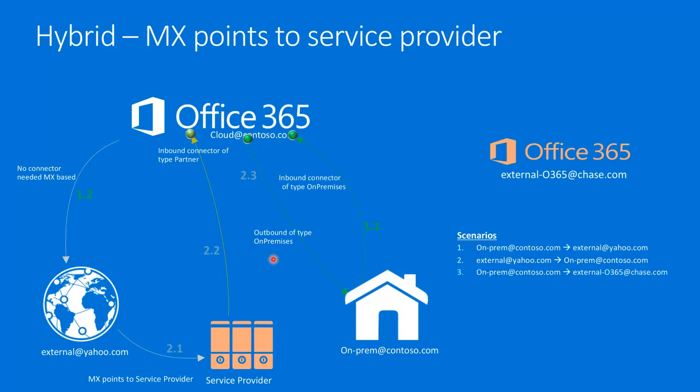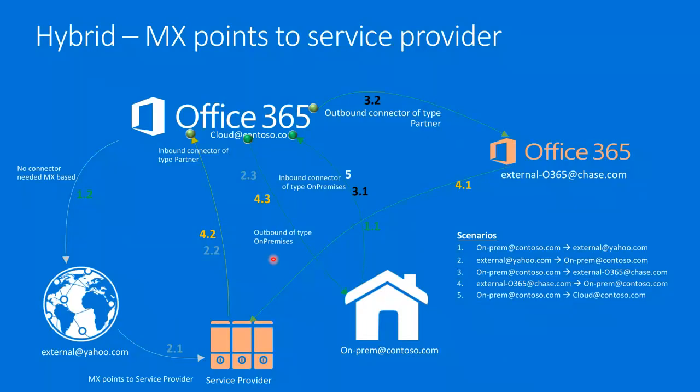Now, on-premises to external Office 365 domain. Office 365 receives first, and using the outbound connector of type partner, it routes that email to the external Office 365. And replying back to that, it reaches your service provider, which routes that email to your Office 365 EOP, and from your Exchange Online Protection, it reaches your on-premises. On-prem to cloud, no special configuration. It just uses the default hybrid connector. Cloud to on-prem, the same. The default hybrid connector is used.